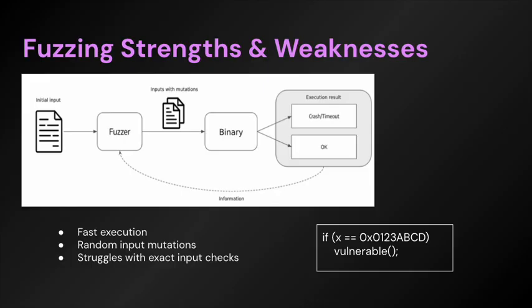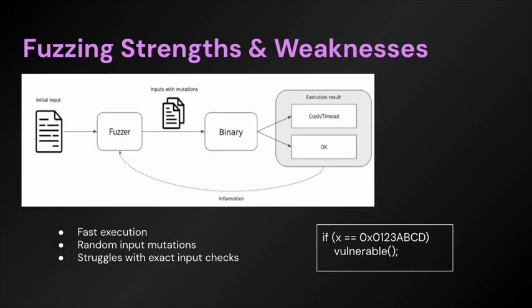For example, imagine a program with a check like the one to the right. x equals some number, and if that condition is hit, then vulnerable will be executed. The probability of randomly guessing that exact 32-bit value is extremely small. The paper actually explains that the chance could be something like 1 in 2 to the power of 32. So even if a fuzzer runs millions of inputs, it might still never find the correct value.